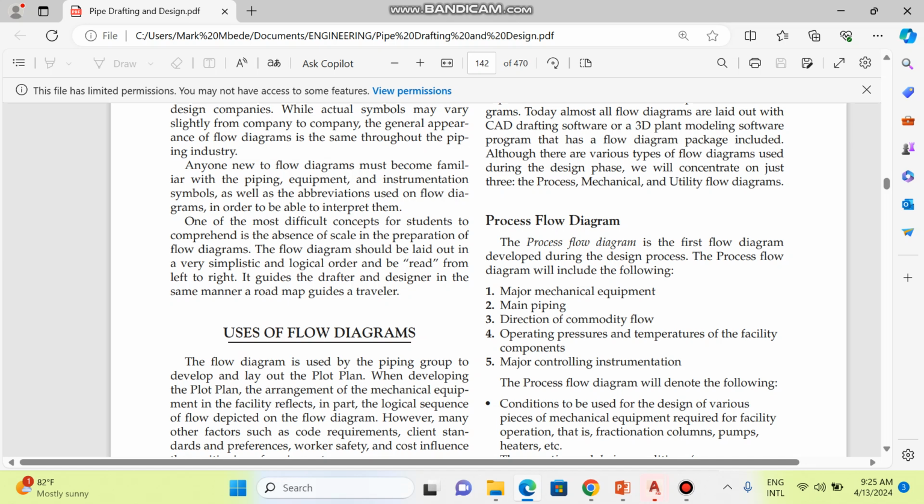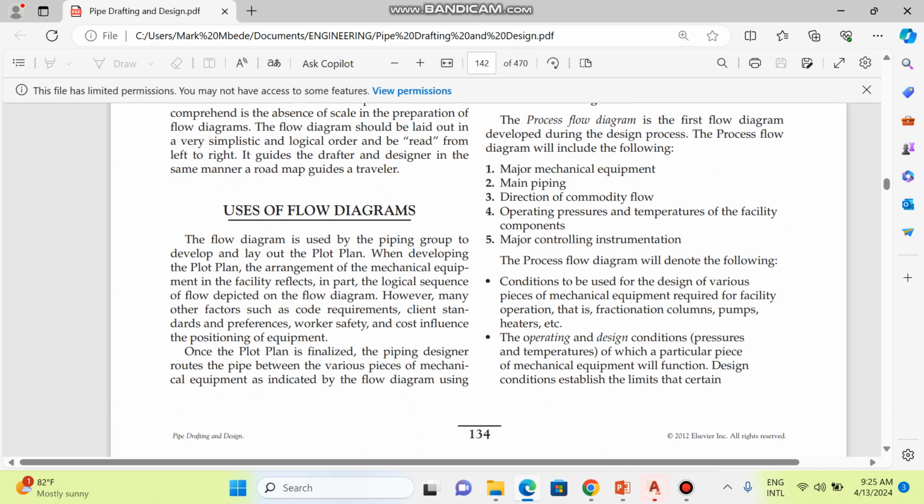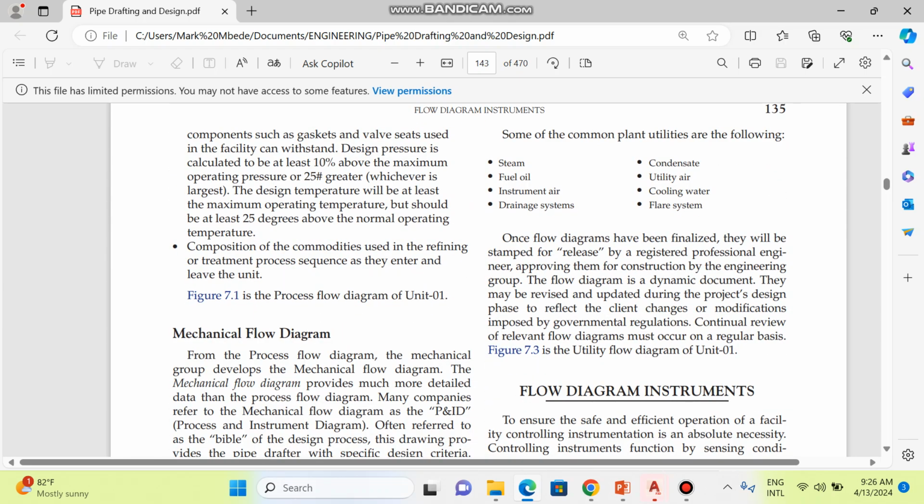That's why the first drawing that the process team gives us as piping engineers is the process flow diagram, in order to understand the flow of the process. So that is just it. Most of the equipment shown in the process flow diagrams are fractionating columns, pumps, heaters, and the rest. Operating temperature and pressure are given, and so on and so forth.